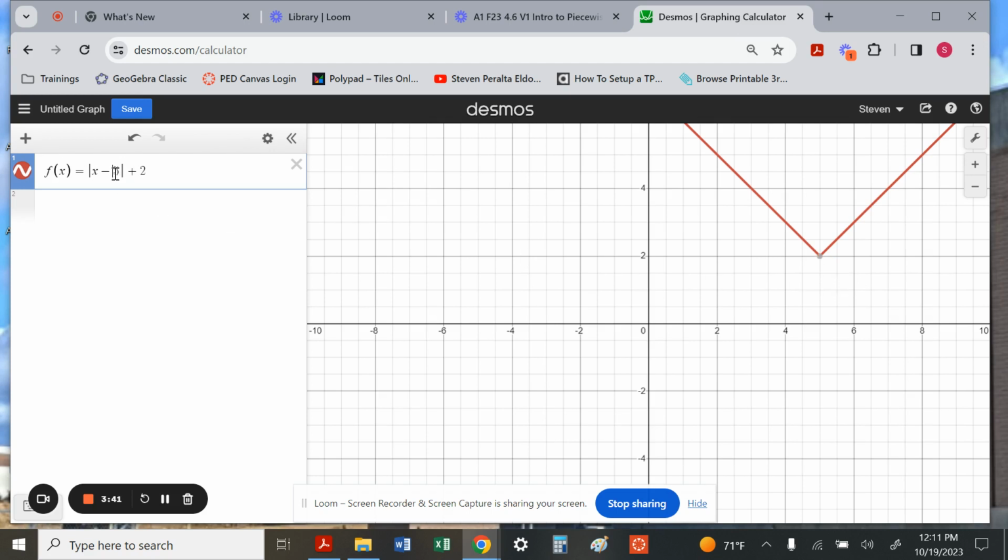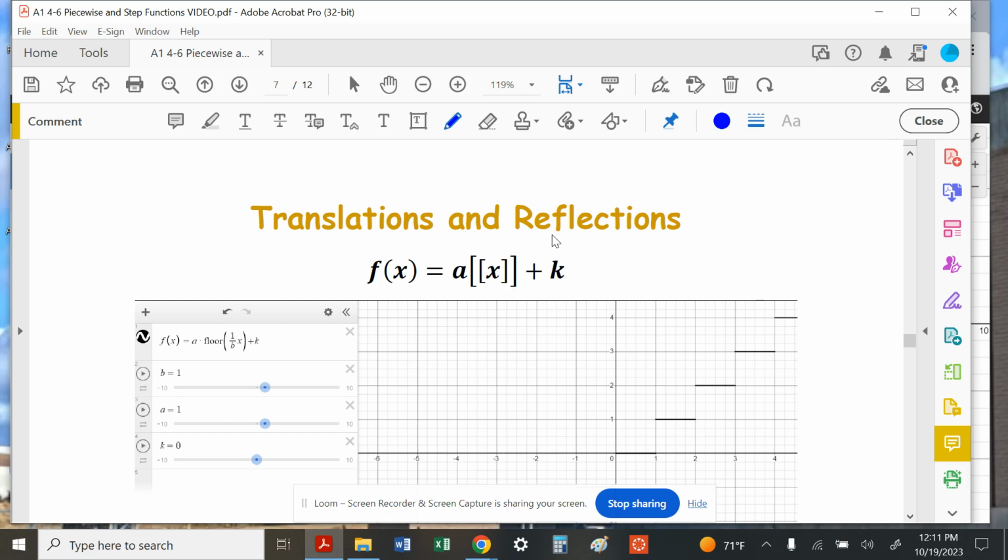If I move to the left and I look at that point again, you'll notice it moved -5, because -5 is to the left, and +2. So -5, +2. And that's the way it's always going to work on those kinds of shifting. So that's the first part. That's this k value over here.